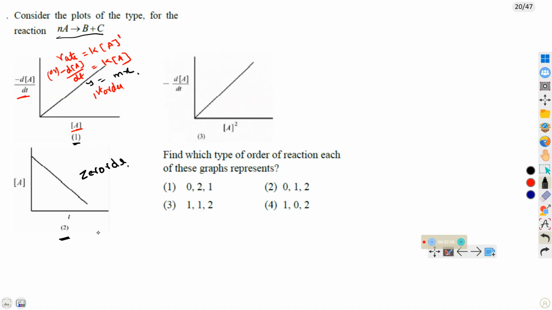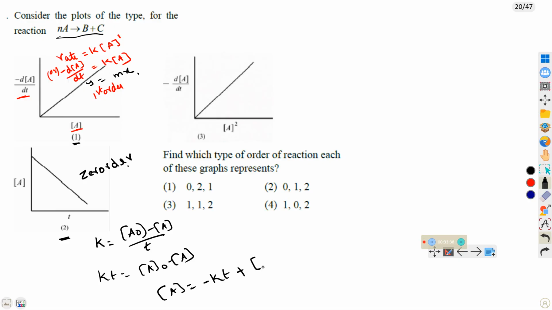Zero order reaction, how is it zero order? We know that the integrated rate equation K is equal to A naught minus A by T, or KT is equal to A naught minus A. A is equal to minus KT plus A naught. This is in the form of y is equal to mx plus c. The slope is negative, so it is a zero order reaction. First one is first order, second graph is zero order, 1 0. Fourth option correct.